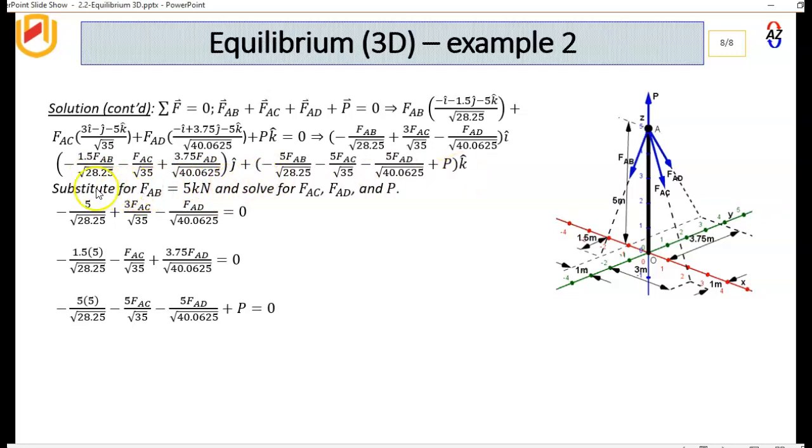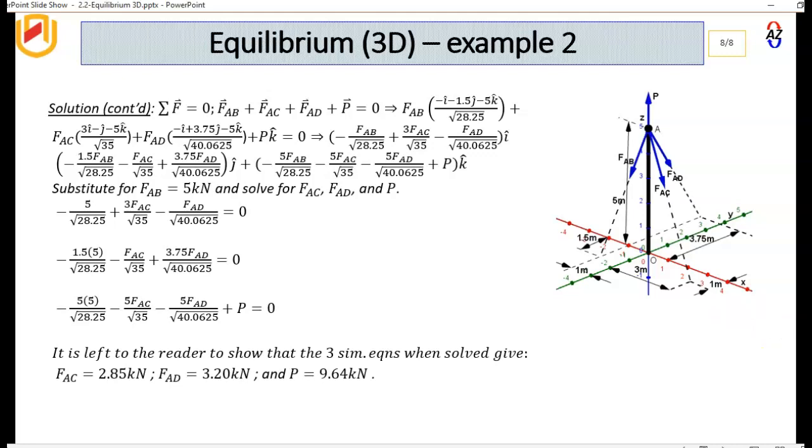Then you substitute the value FAB is 5 kilonewtons, that's what we were told, and then you solve for FAC, FAD, and P. How do we do that? So we take this equal to 0, and this is what you see here, and that is equal to 0, this is what we see here, and then this is equal to 0. This is what we mean when we say the summation of forces is 0. Okay? So it is left to the reader to show that we have three simultaneous equations here, and the three unknowns are FAC, FAD, and P. Okay, when you solve these three simultaneous equations, you should be able to find the answers.